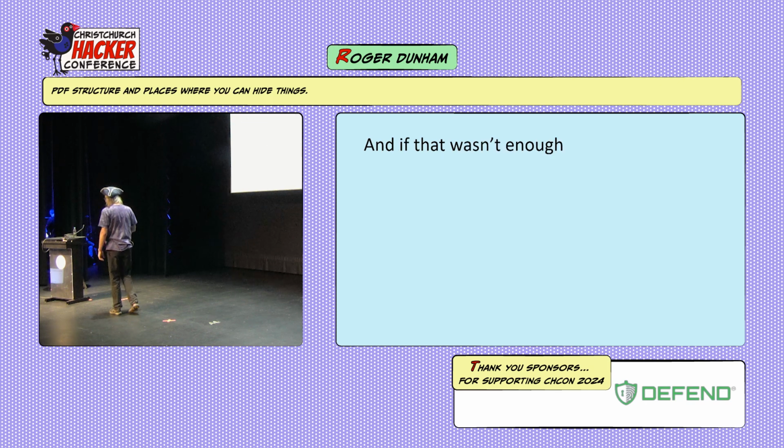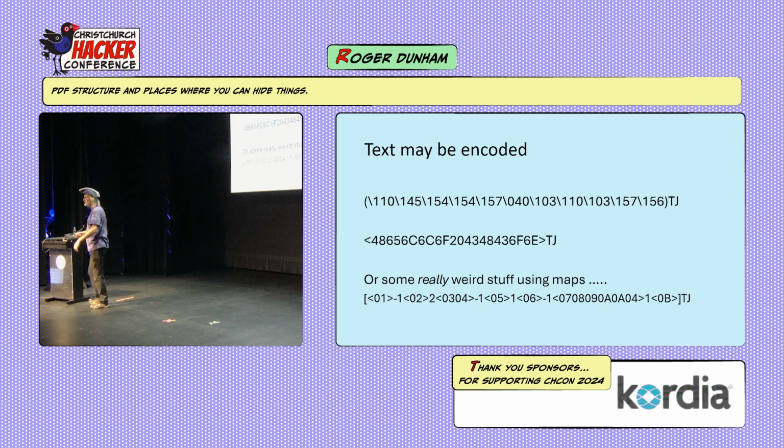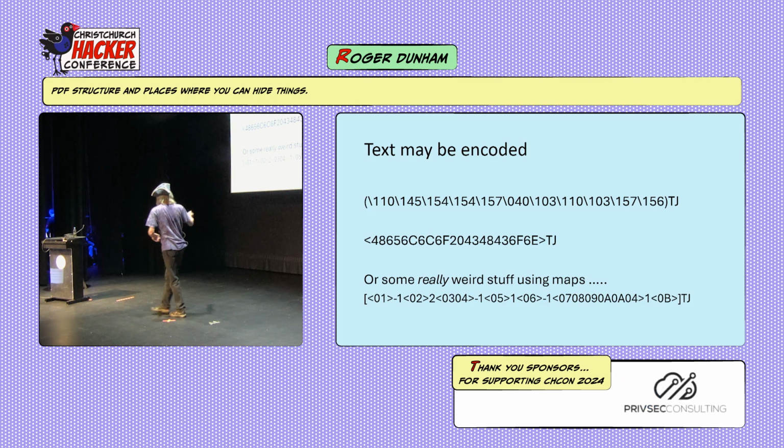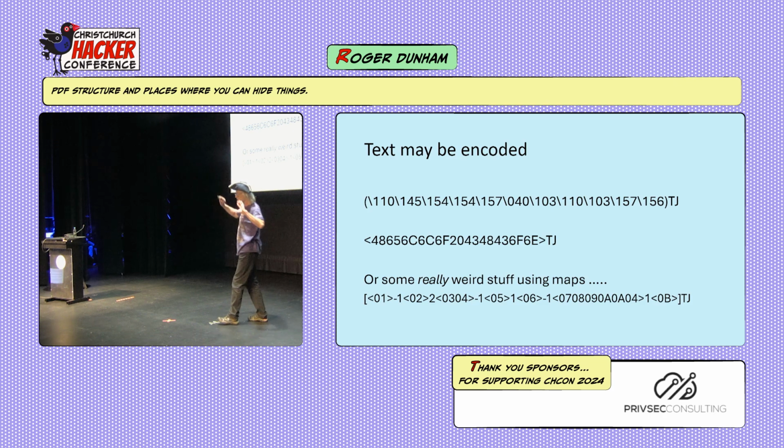And if that wasn't enough, then you find that the text may be encoded. So instead of hello, it's now, oh hell, it's gone into octal or hexadecimal, or some really, really weird stuff. With all this, it's saying, this is the first character in the font, the second, the third, the fourth, all the way along, using a mapping that goes to heaven only knows where.